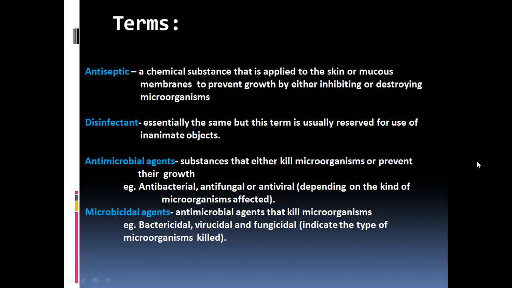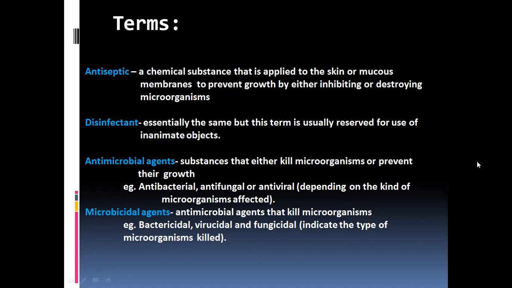Essentially, it is the same as antiseptic, but this term is usually reserved for the use on inanimate objects. Inanimate objects means non-living things, like I was talking about the floor, table, chair, or doors. So the chemical agent which is used to inhibit or destroy the microorganism on inanimate or non-living things is referred to as disinfectant. Like Dettol is a disinfectant. We are using Harpic, or we are using different agents, phenyl, which is used for the floor. All these things are disinfectants.